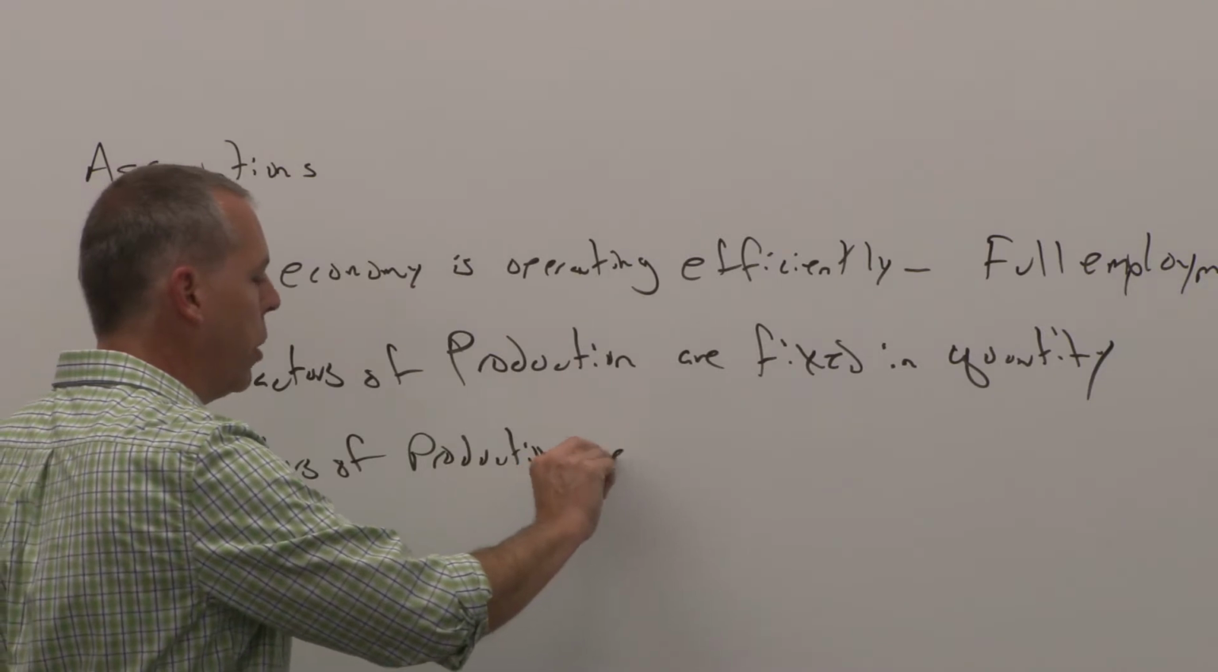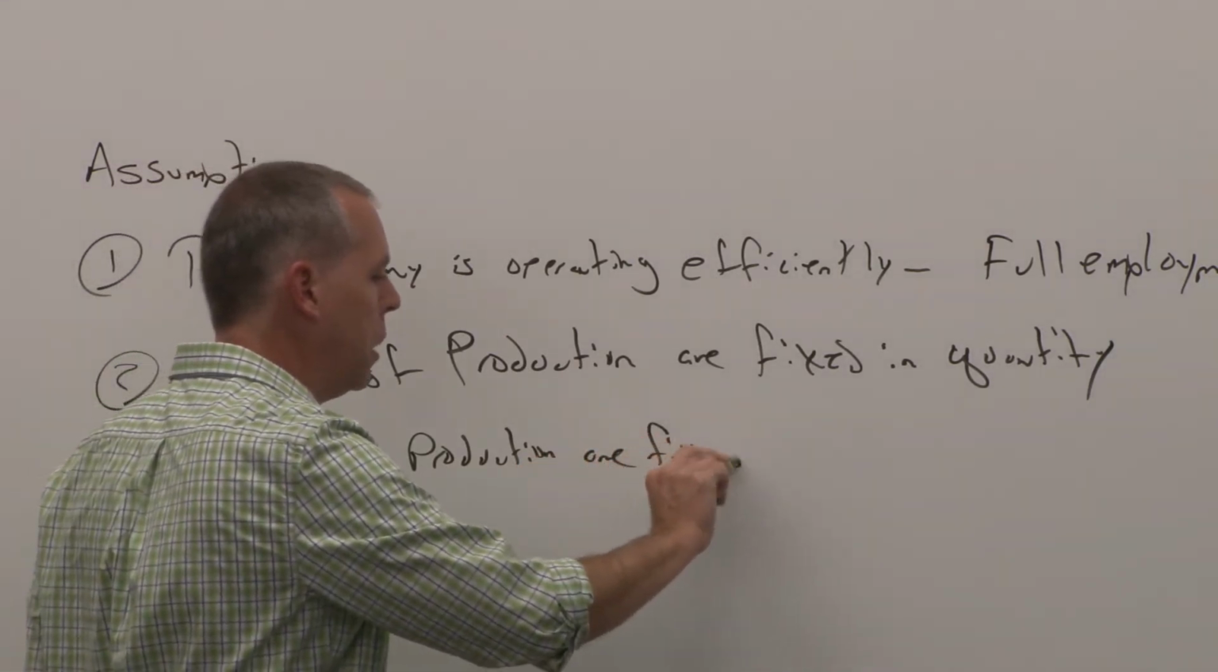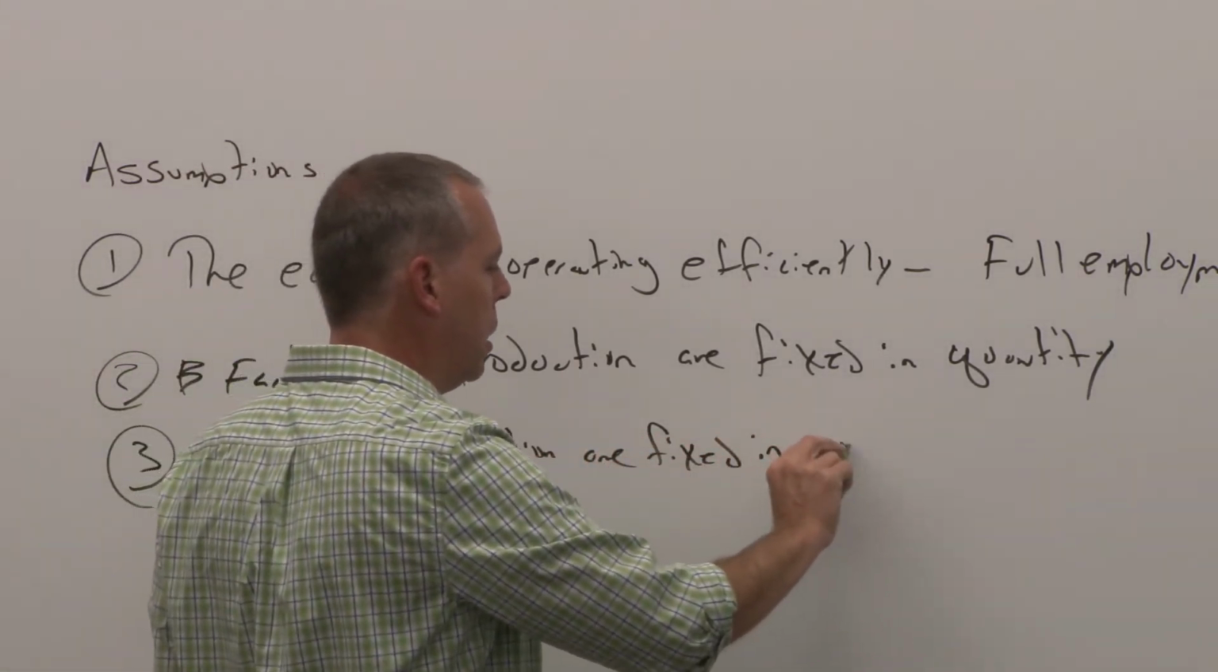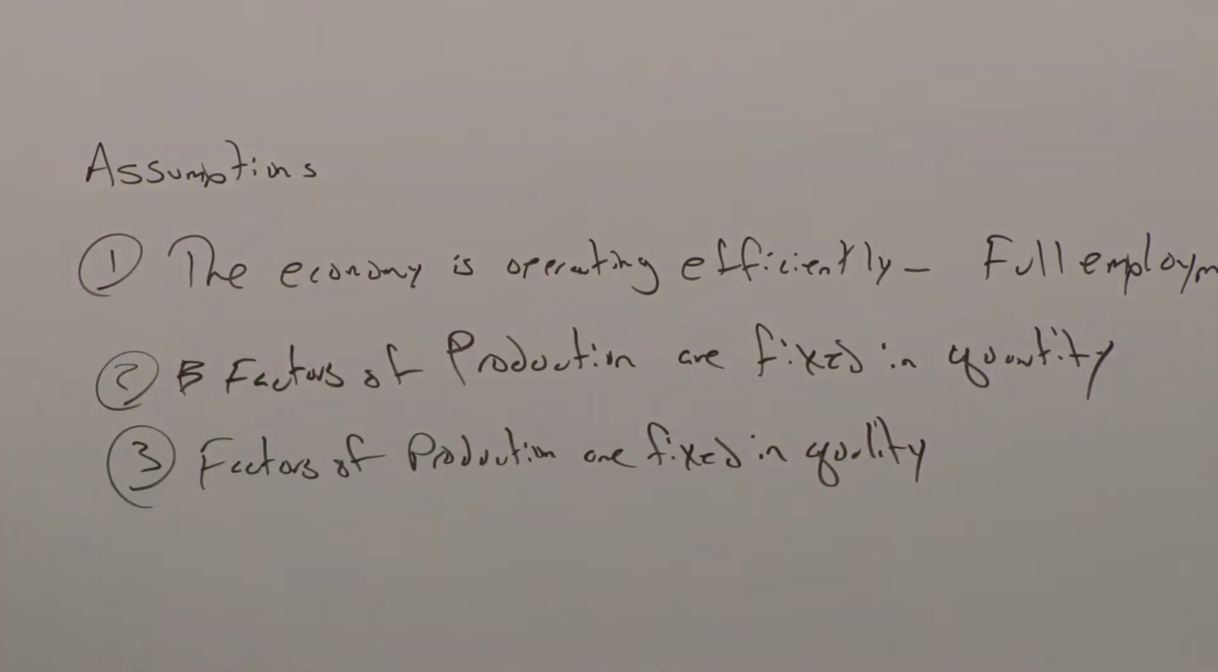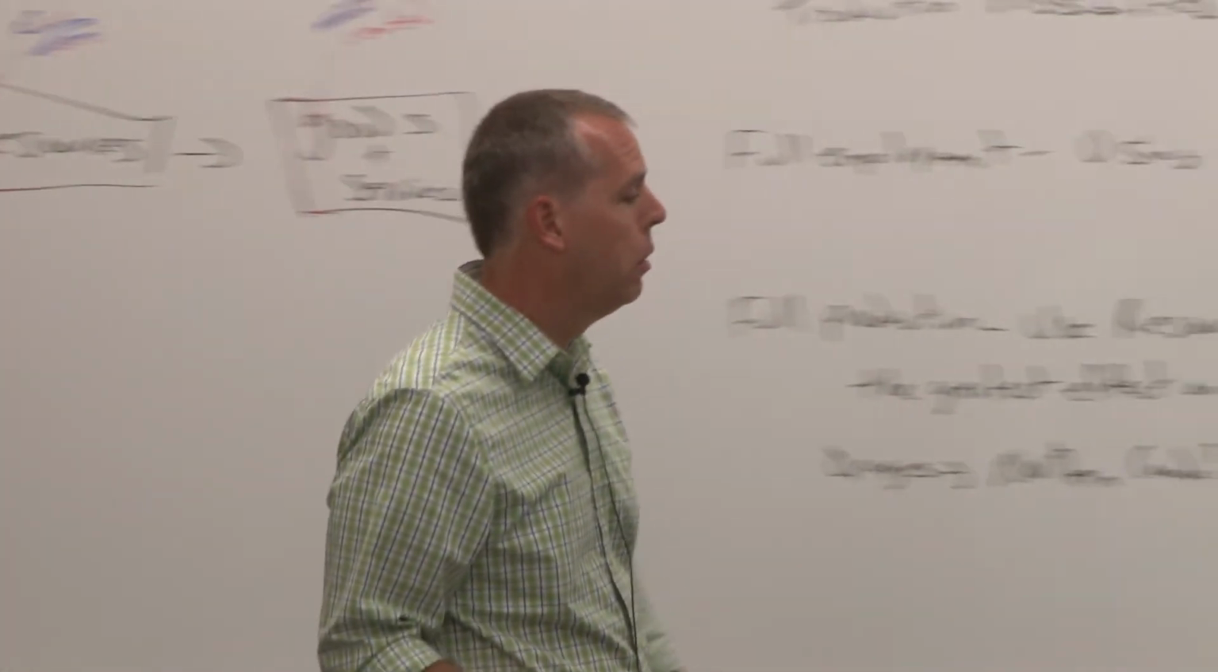Our factors of production are fixed in quality, right? So our labor force is not becoming more educated or less educated. Capital's not increasing or decreasing in quality, etc.